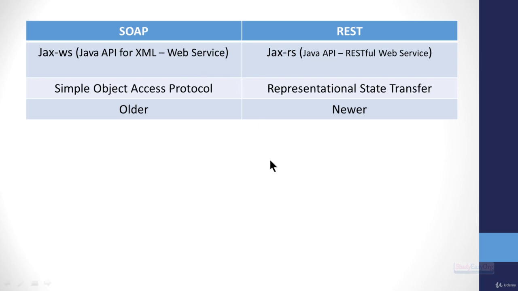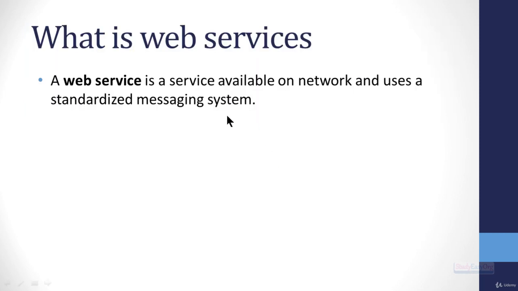Now, if we check a standard high-level definition, a web service is a service available on a network that uses a standardized messaging system. For example, we have a website like Google. Google is a service available on a network, right? But Google is a service for human consumption, whereas a web service is a service for machine consumption.